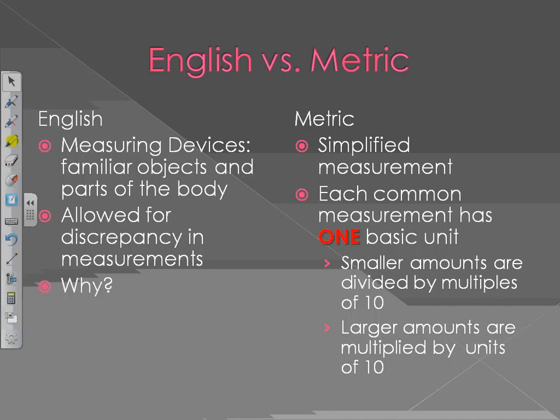Alright, so let's start at the front of that page and look at Roman numeral 5, English versus metric, and we can start filling in blanks. In the English system, it used to be that we would use familiar objects and parts of the body as measuring devices. So you would say that the room is 3 feet long, or the closet is 3 feet wide, or the horse is, I don't know, 12 hands tall.